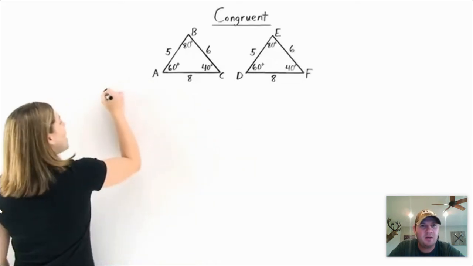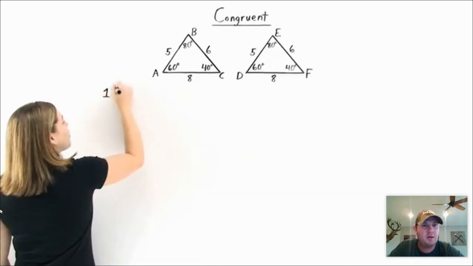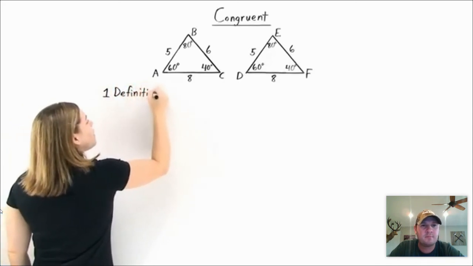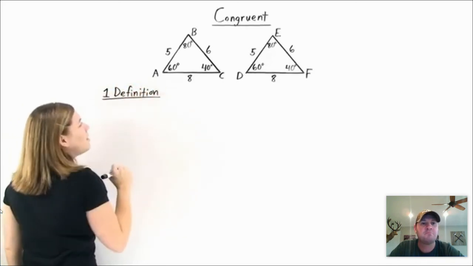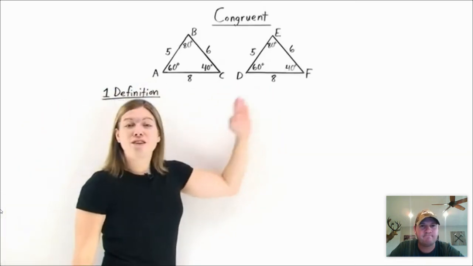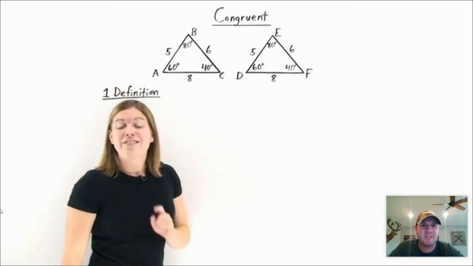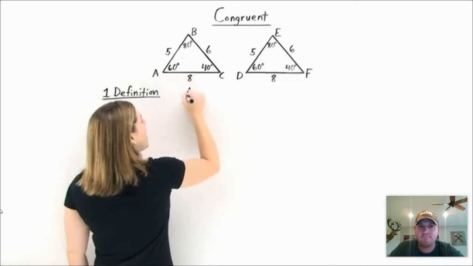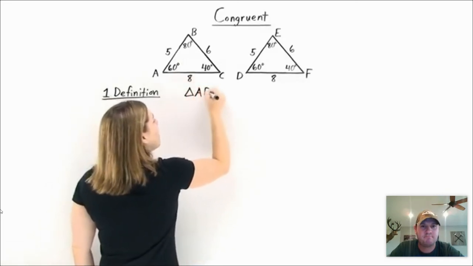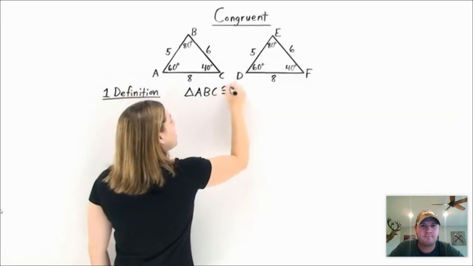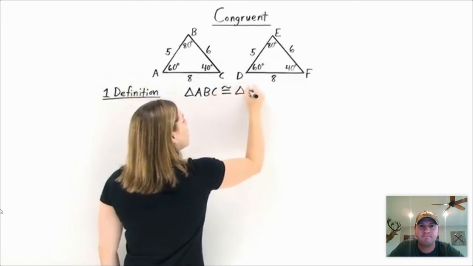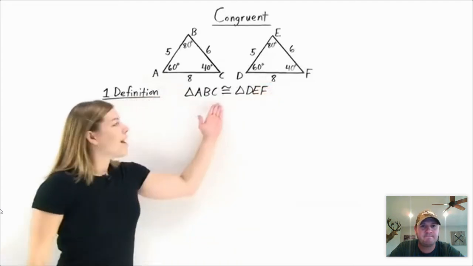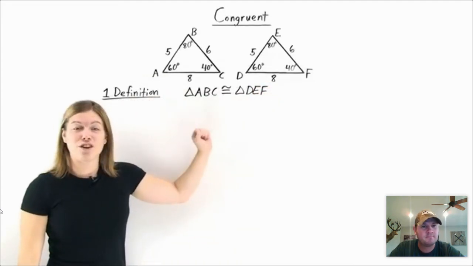That is what makes congruent figures congruent. Two figures are congruent if they are the same size and shape. So here, these two triangles are congruent to one another. And here's how we can write that. We can name this triangle ABC. Now, triangle ABC is congruent to the other triangle, which we can name triangle DEF. That is how we would write that these two triangles are congruent.